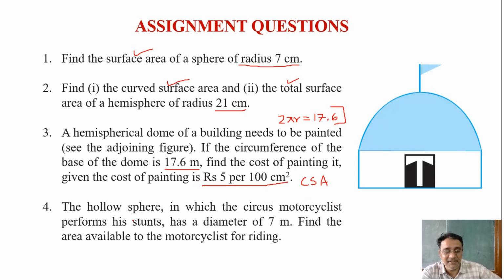Now the second question: the hollow sphere in which the circus motorcyclist performs his stunts has a diameter of 7 meter. Find the area available to the motorcyclist for riding. So what is the area? Surface area. Surface area of a hollow sphere. Hollow sphere means it is closed from outside but completely hollow inside, but the surface area will be the same, that is 4 pi r square. Clear?